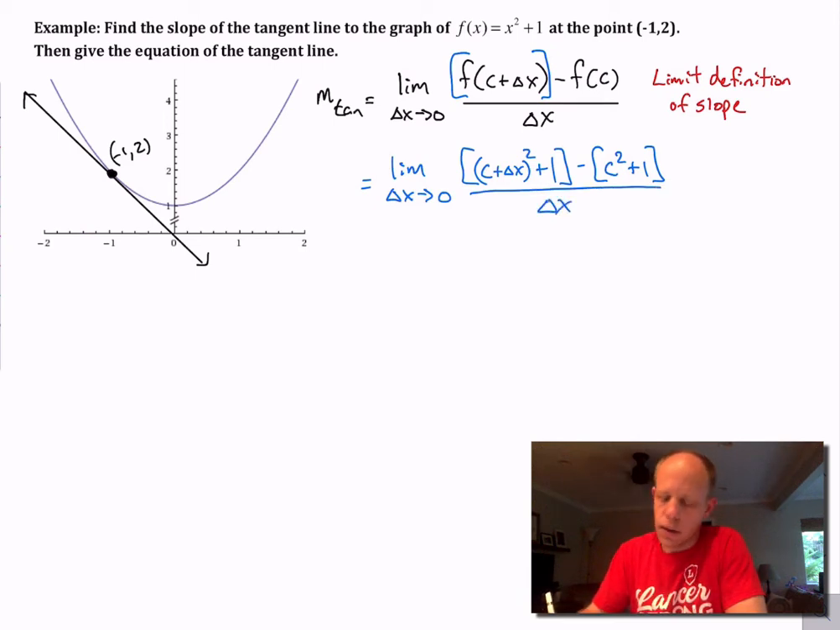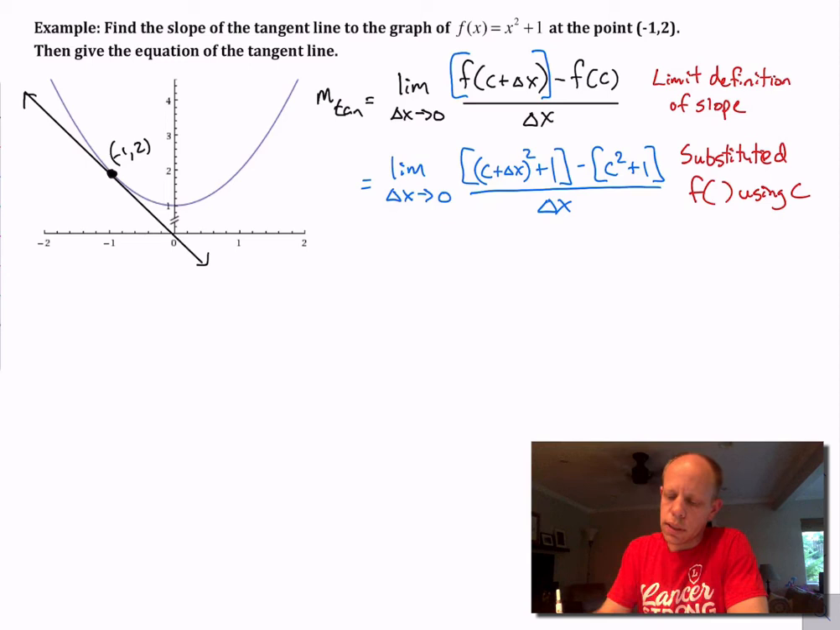Okay. So what I did here is I substituted into my function using c. Now, in this case, c is going to be a specific thing. So this is really the point c comma f of c right here. And so I can really replace that c value with the value that we have. So c in this case is -1. At this point, we're just going to go ahead and simplify everything.